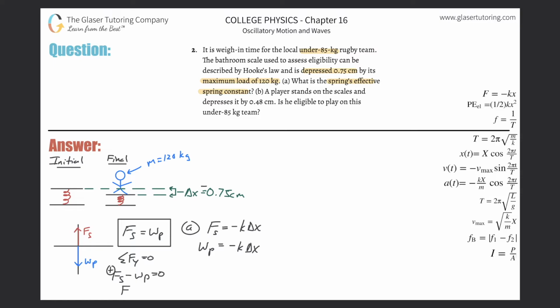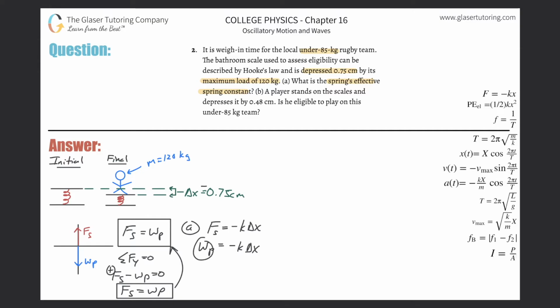When I do the math, it works out to this. F sub S is equal to WP. I already took the negative into account, you see? All right, so anyway, getting back to it, it wants to know the spring's effective spring constant here.